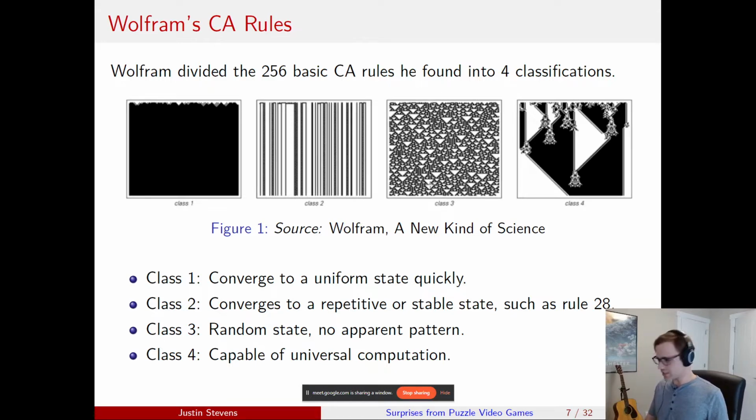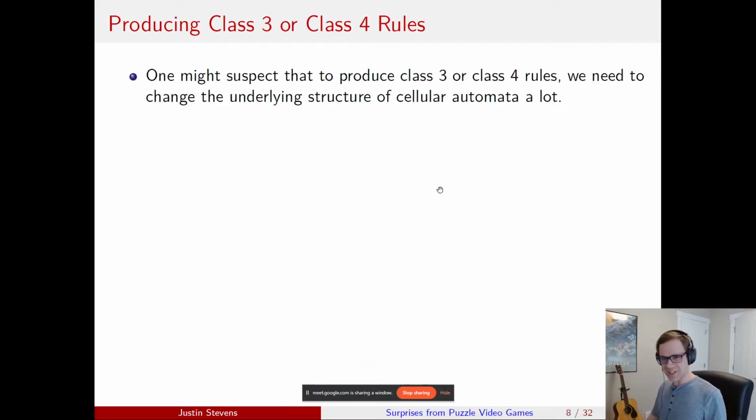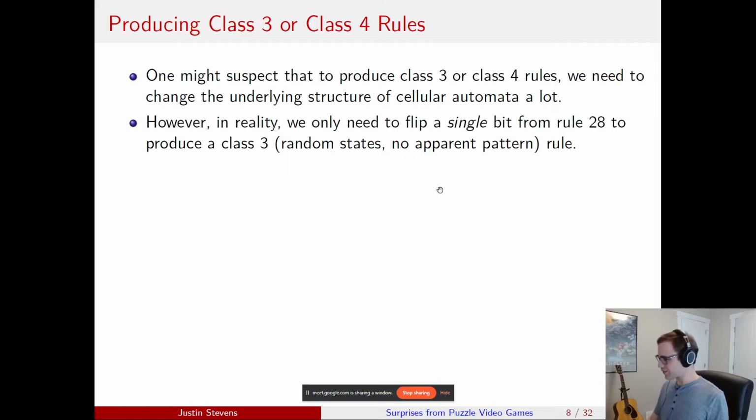So what's very interesting here to me is that to go from this class 2 behavior, where it's very predictable, to somewhat more random or stochastic behavior, you might say that you have to make a really big change in order to do this. And I claim that it's actually somewhat simple to do this. In fact, we only need to change a single bit of one of the rules to go from a class 2 system to a class 3 system.